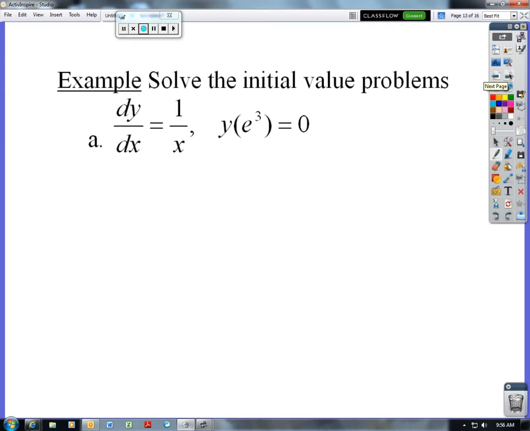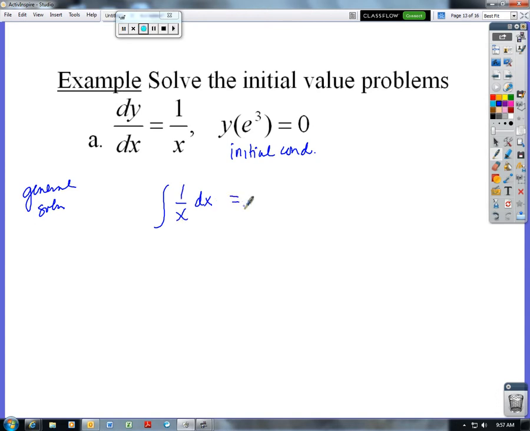So here's an example. Here's our differential equation. It's a derivative. And this is our initial condition right here. What we're going to do is start by finding the general solution. Since we have a derivative, we undo a derivative by taking the integral. So we're going to have the integral of 1 over x dx. And notice we don't have any limits.